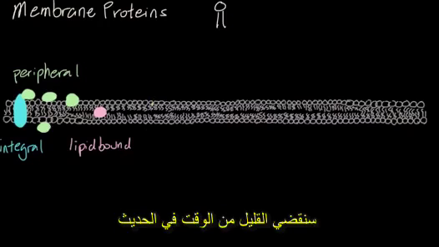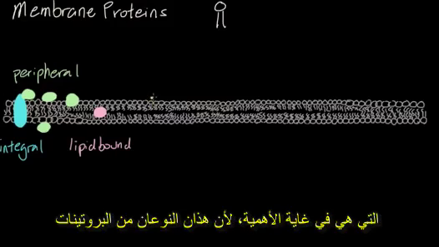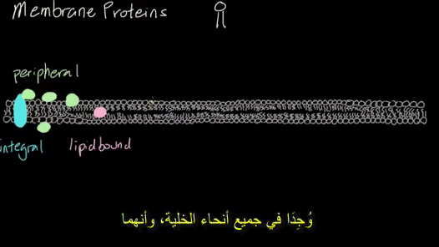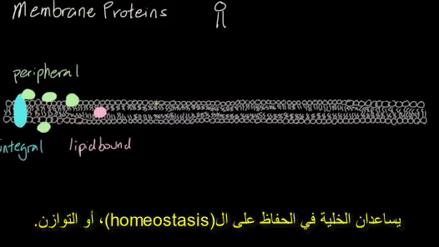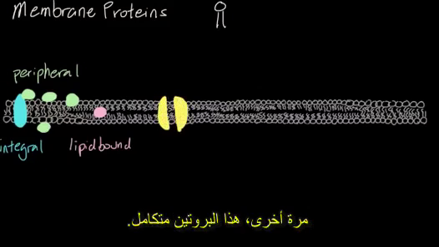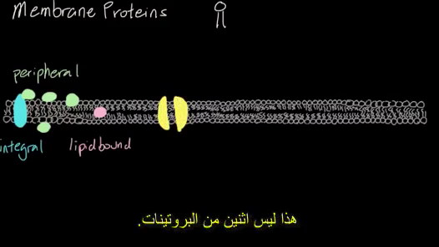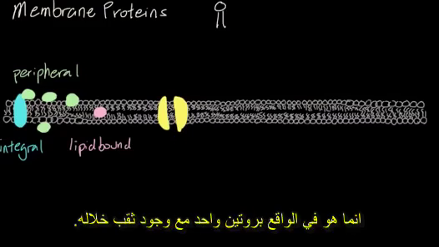We're going to spend a little bit of time talking about two types of integral proteins that are extremely important because these two proteins are found all over the cell, and they help the cell maintain homeostasis or balance. The first type can look something like this. Again, this is an integral protein. What do you think this protein might be used for? This isn't two proteins. It's actually one protein with a hole through it.